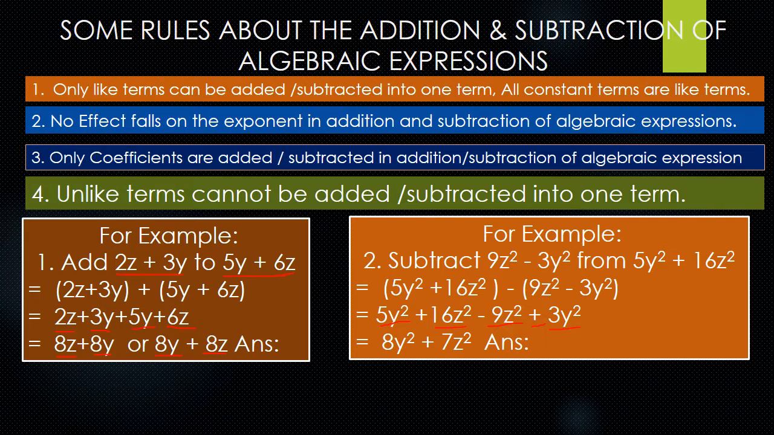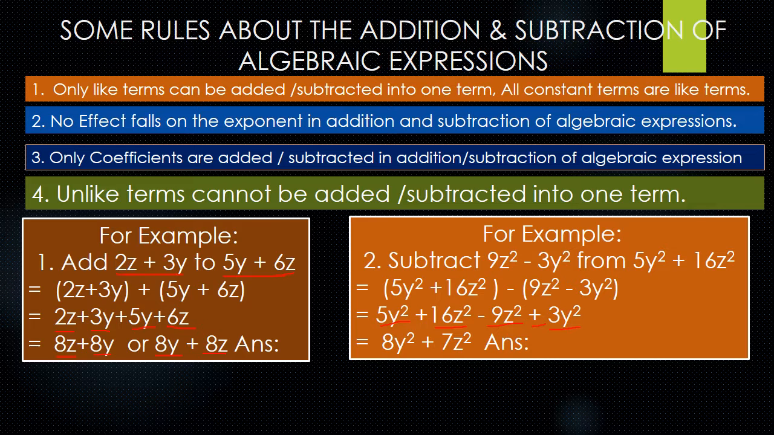Now I can also interchange the position of these terms. If I write 8y before 8z, it doesn't matter. Or if I write 8z before 8y, it doesn't matter. I can interchange the terms of an expression in addition. Okay, now I am coming to the next example. Subtract 9z square minus 3y square from 5y square plus 16z square. Here again, two expressions have been given and I have to subtract the first expression from the second expression.